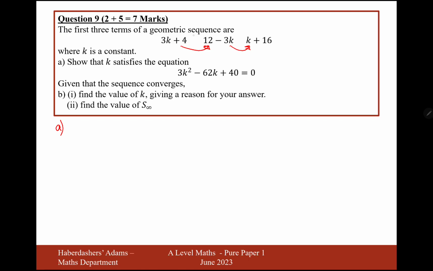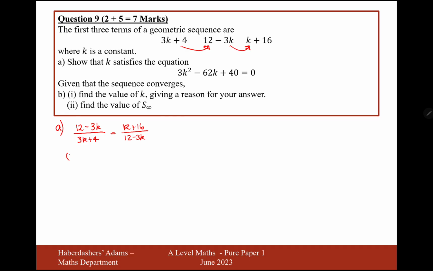Now, to get the multiplier between the first two terms, you would divide the second term by the first term. And given that the multiplier is always the same, this is going to be equal to the third term divided by the second term. We can set these two things equal to each other because the multiplier from one term to the next is always the same in a geometric sequence.